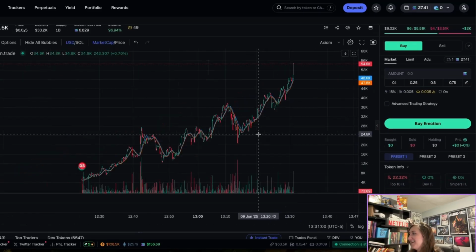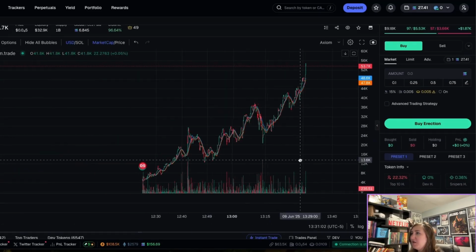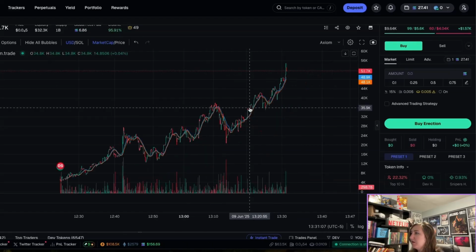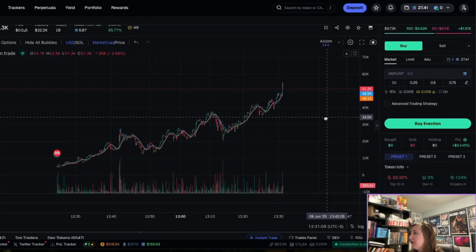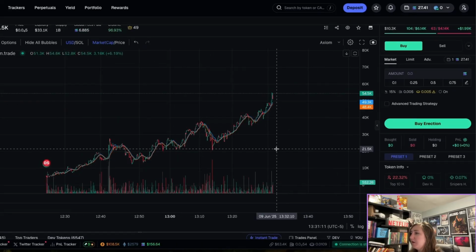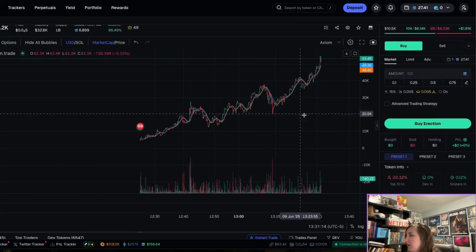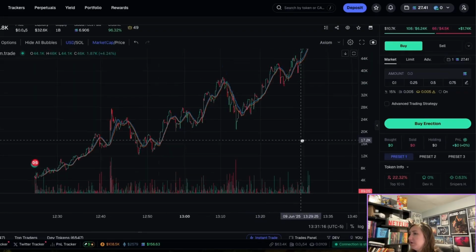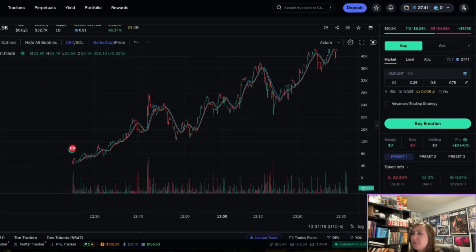Okay. So as you can see, it's probably getting close to migrating as well. We have a 95% bonding curve. So usually around that 50 to 60K area, it will start to migrate. And I'm going to show you a quick little technical analysis skill I use just because we're on the chart.